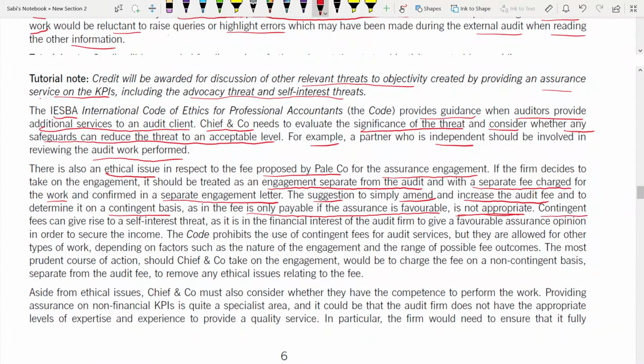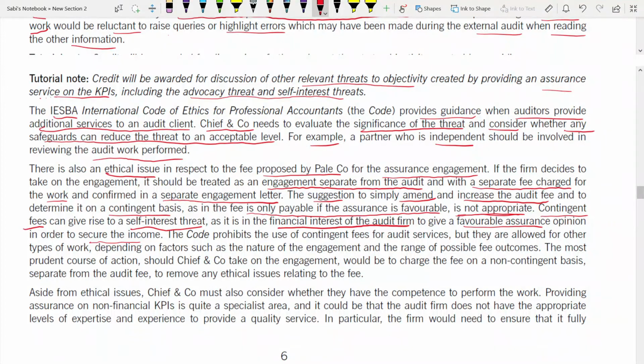So contingent fees can give rise to self-interest threat. This is another kind of threat, right? Because usually the auditor will be induced by that high increase in fees. So they definitely want to take that fee, even if what they're doing is unethical. Now they have an interest in that fee. So it is a self-interest threat, as it is in the financial interest. Why self-interest? Because it is in the financial interest of the audit firm now to give a favorable assurance in order to secure their income.